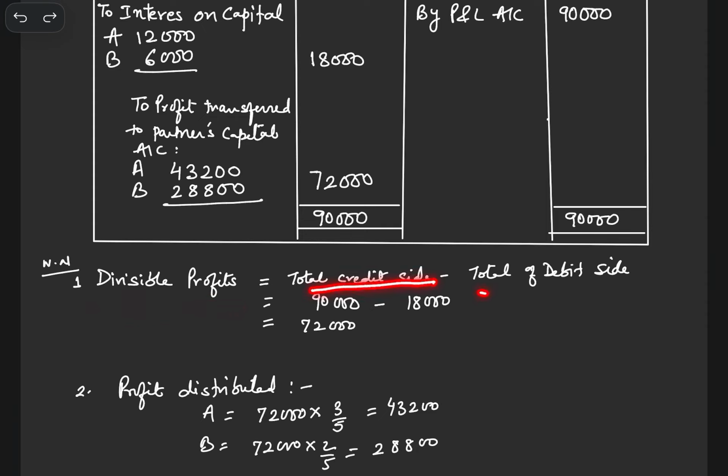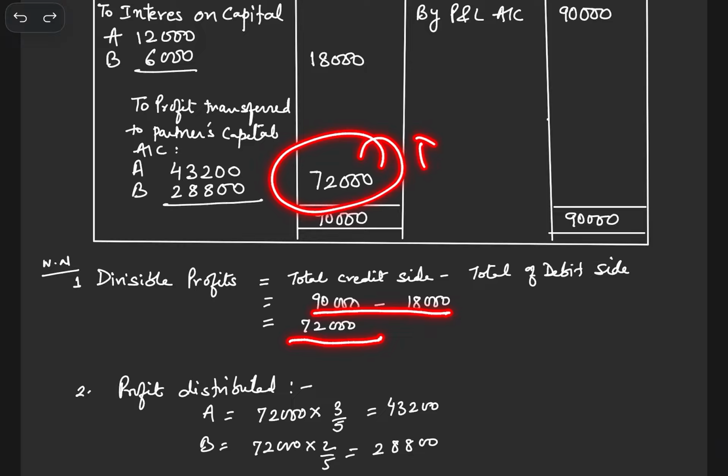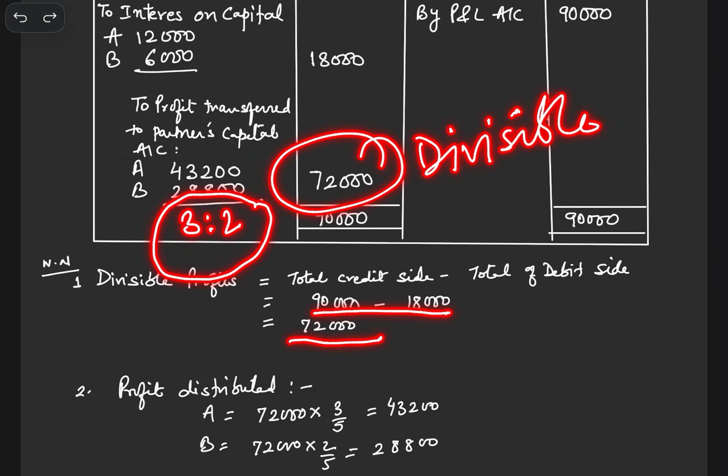Then we have calculated divisible profit, total of the credit side minus the total of debit side, that is 90,000 minus 18,000, which gives us 72,000. These are the divisible profits, right? The divisible profits are to be distributed between the partners in 3:2 ratio, as the question is demanding that we have to show the distribution of profits.